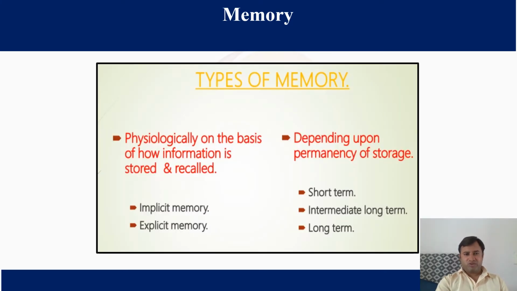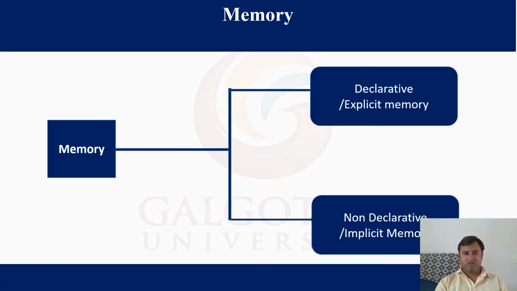Now, types of memory. It can be divided into two types. First, physiologically, on the basis of how information is stored and recalled, it is of two types: implicit and explicit memory. Second, depending upon permanency of storage, it is of three types: short-term memory, intermediate, and long-term memory.